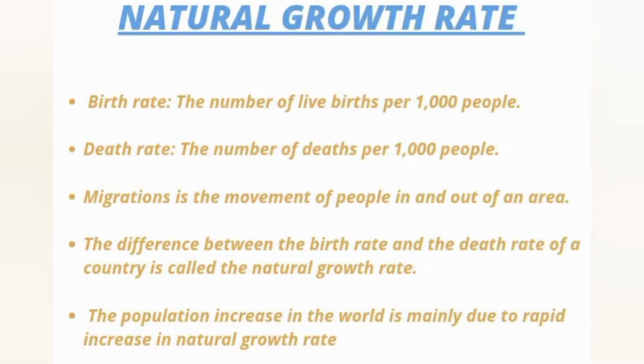Now we will discuss natural growth rate. Birth rate is the number of live births per 1000 people. And what is death rate? The number of deaths per 1000 people. Migration is the movement of people in and out of an area. The difference between the birth rate and death rate of a country is called natural growth rate. The increase of population in the world is mainly due to rapid increase in growth rate.